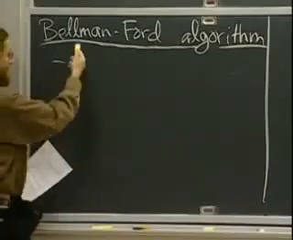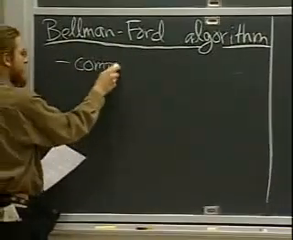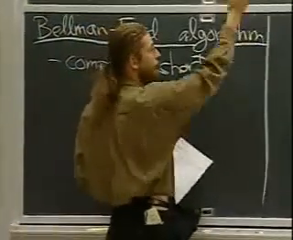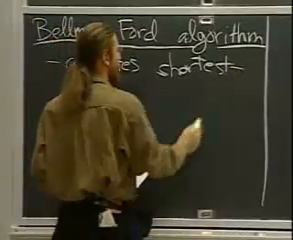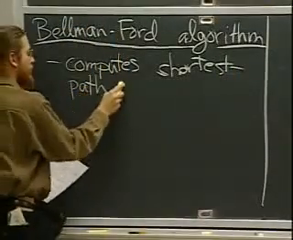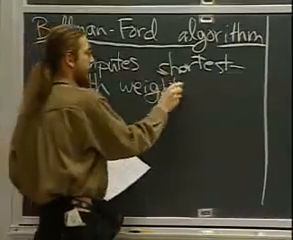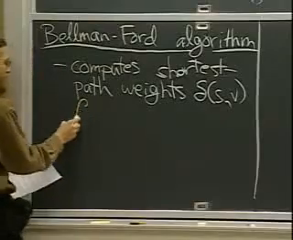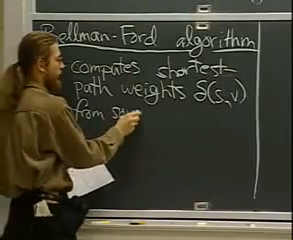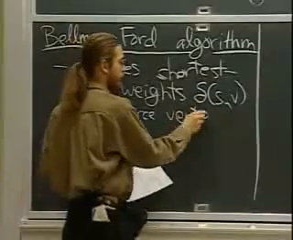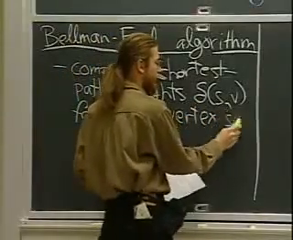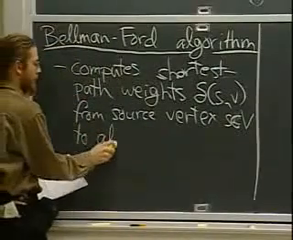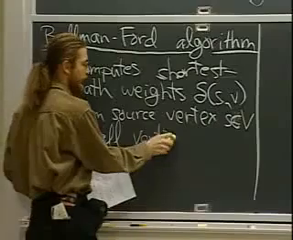Okay, so the Bellman-Ford algorithm, invented by two guys, as you might expect, computes the shortest path weights. So it makes no assumption about the weights. Weights are arbitrary. And it's going to compute these shortest path weights. So remember this notation. Delta of S comma V is the weight of the shortest path from S to V. S was called a source vertex. S is in V. And we want to compute these weights for all vertices, little v.